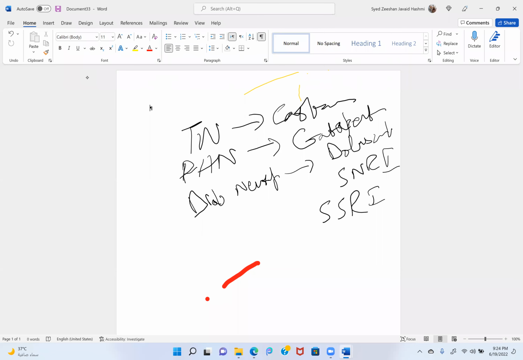Selective serotonin reuptake inhibitors. Yes, the SNRI. SSRI and SNRI. Okay. So SRI and SNRI. SNRI, right? Yes, I think, yes. Okay. So duloxetine is an SNRI.